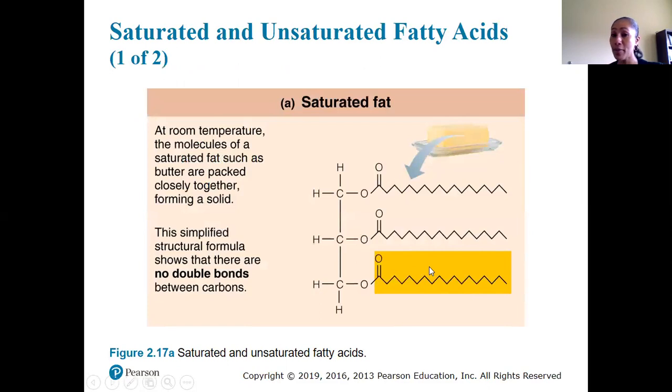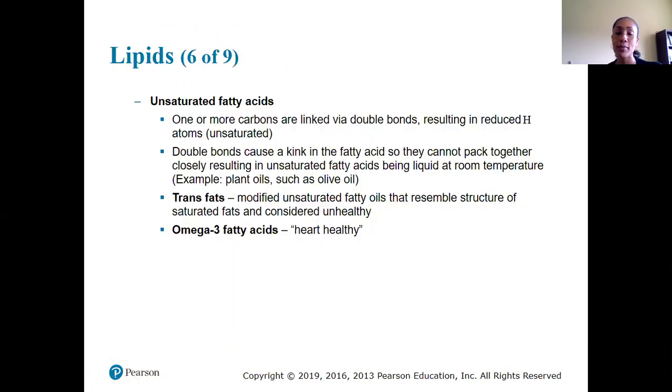And so since there's no double bonds in this chain right here, we're able to pack those molecules together and we form a solid at room temperature. Unsaturated fatty acids are termed unsaturated because there's at least one double bond in that fatty acid chain. So this double bond causes a kink in the fatty acid, which prohibits the molecule from packing very closely together. So unsaturated fatty acids are liquid at room temperature.